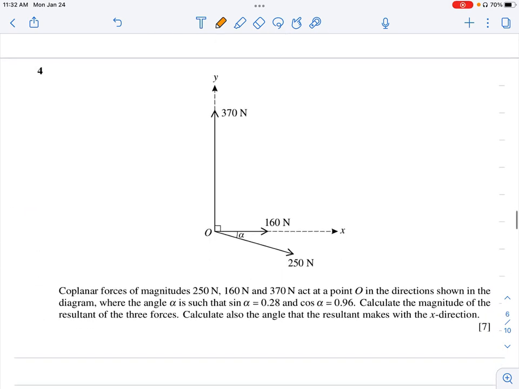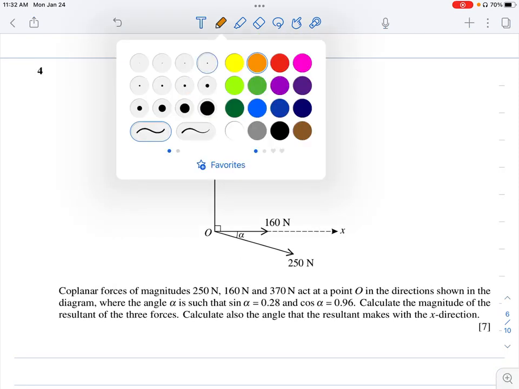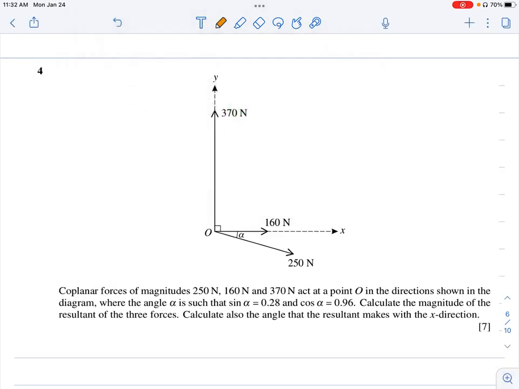Now coming to question number 4. The coplanar forces of magnitude 250 newtons, 160 newtons, 370 newtons act on a point O in the directions shown, where alpha is the angle such that sin alpha is equal to 0.28, cos alpha is equal to 0.96. Calculate the magnitude of the resultant of the three forces. Also calculate the angle that the resultant makes with the x direction.